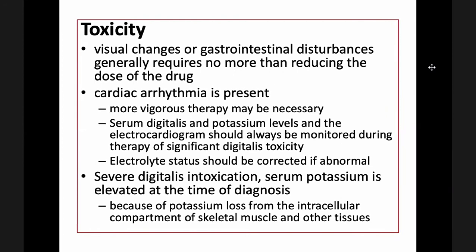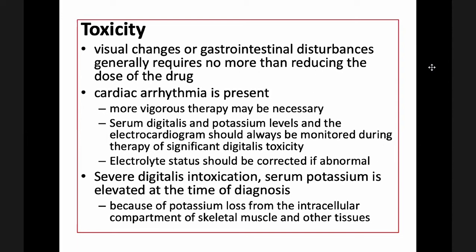So toxicities of digoxin include visual changes and GI disturbances. It generally requires no more than reducing the dose of the drug. Now, if cardiac arrhythmia is present, a more vigorous therapy may be necessary. So serum digitalis and potassium levels and ECG should always be monitored during therapy of a significant digitalis toxicity. Electrolyte status should be corrected if it is abnormal.